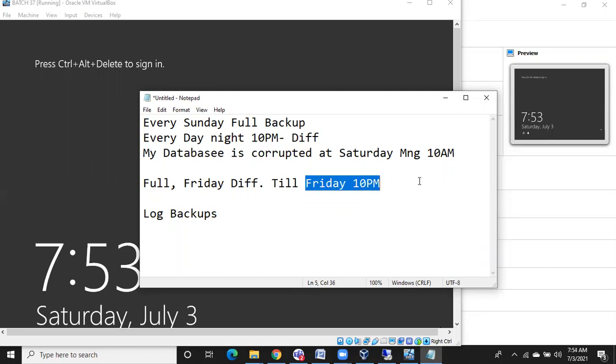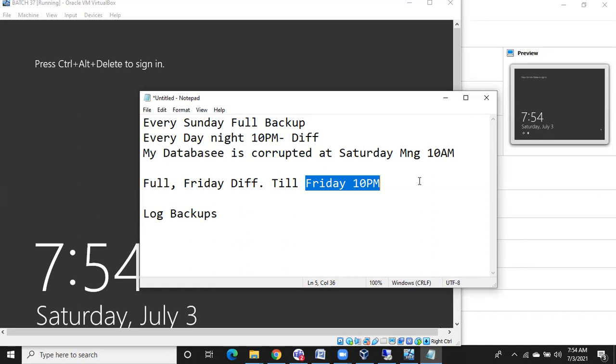Twelve hours data, not a small thing, not 12 minutes or 12 seconds data. Customers won't agree to even 12 seconds of data loss. Twelve hours data, how can we achieve it? That can be achieved using log backups. We have the log backup concept also. So what will a log backup do exactly?